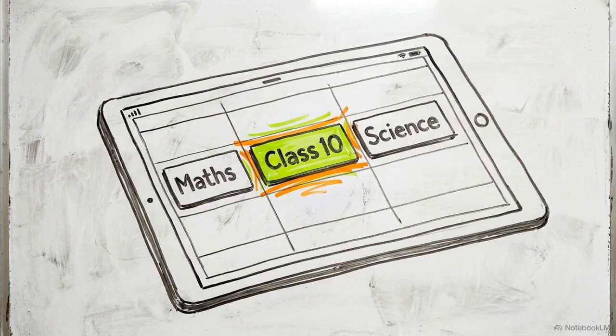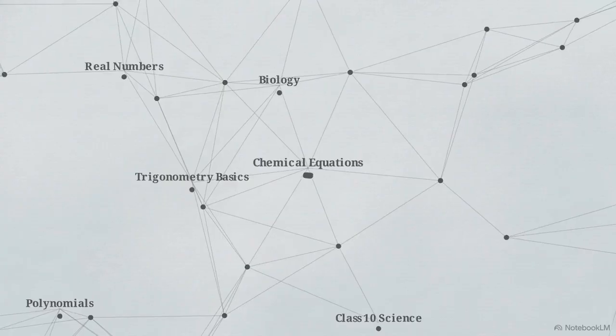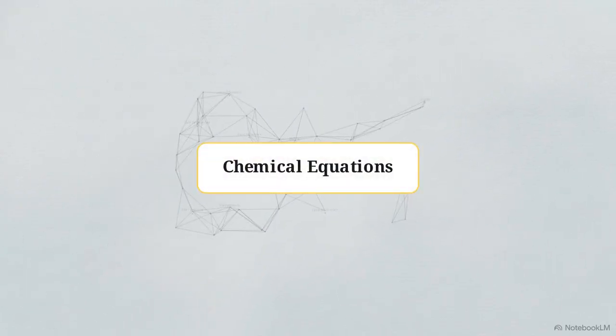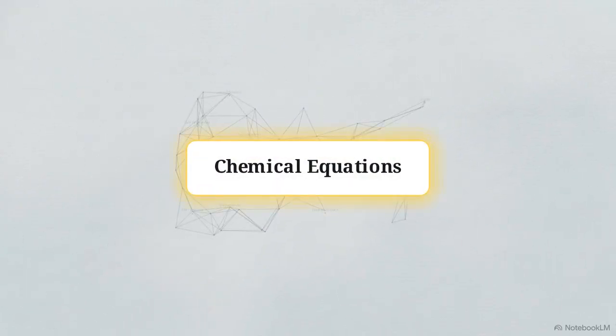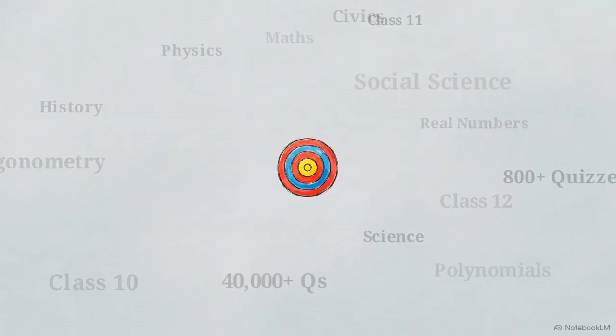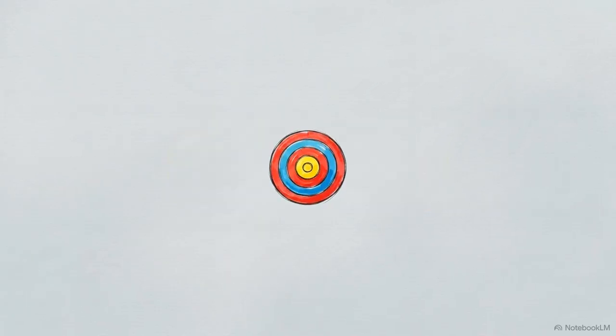You log into the platform and immediately select the exact CBSE class and subject you covered in school earlier that day. From there, you narrow your focus to a single, specific NCERT-mapped chapter, like chemical equations. Choosing just one chapter removes the anxiety of a massive syllabus and gives you an immediate, achievable target.